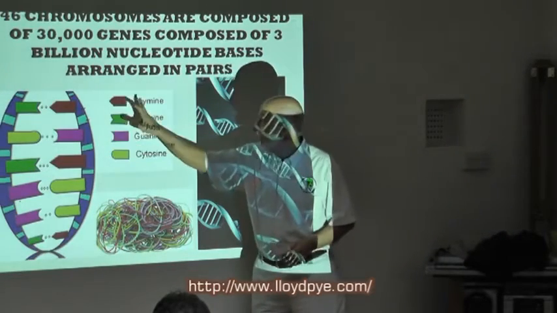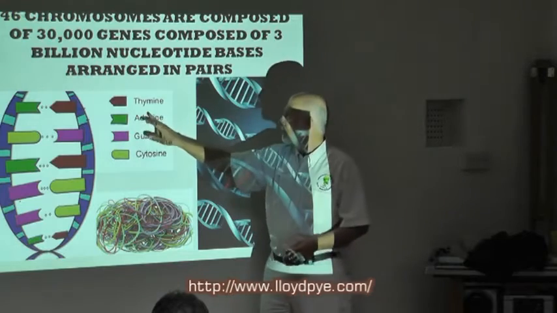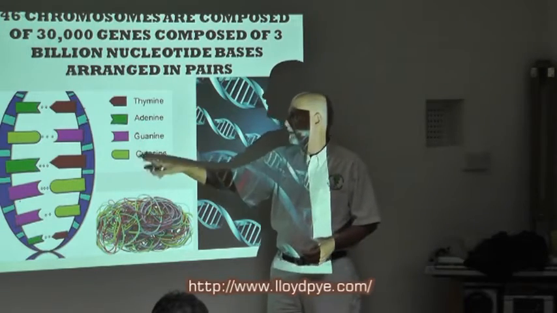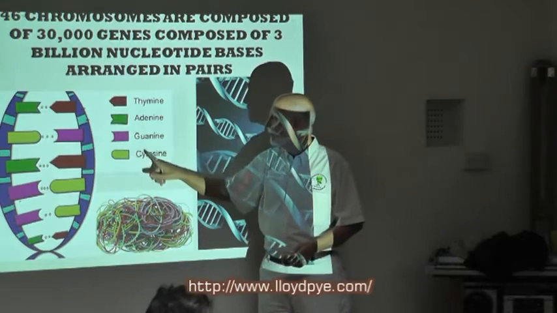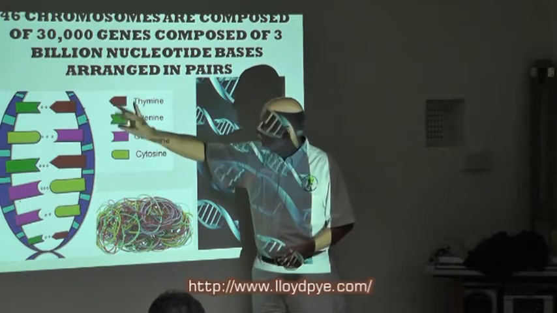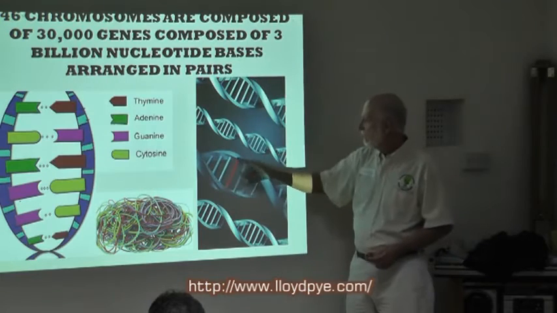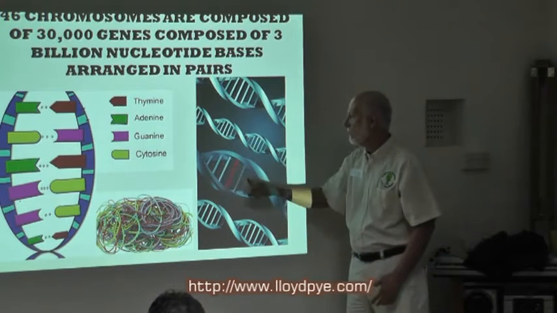What we were looking at is made up of base pairs, and there are only 4 bases: thymine, adenine, guanine, and cytosine. And that's it. Thymine and adenine go together, and guanine and cytosine go together, and they don't mix. It's these pairs that make these steps. These are the base pairs.